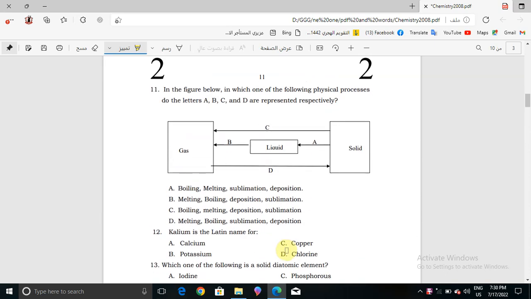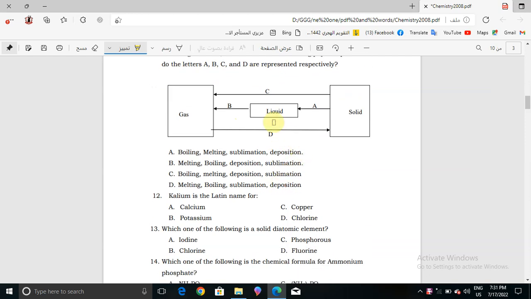Now question number 11, in the figure below, in which one of the following physical processes do the letters A, B, C, and D represent respectively? Okay, we have the figure here. Now boiling, melting, sublimation, and deposition. That means A will be boiling, B will be melting, C will be sublimation, and D will be deposition.